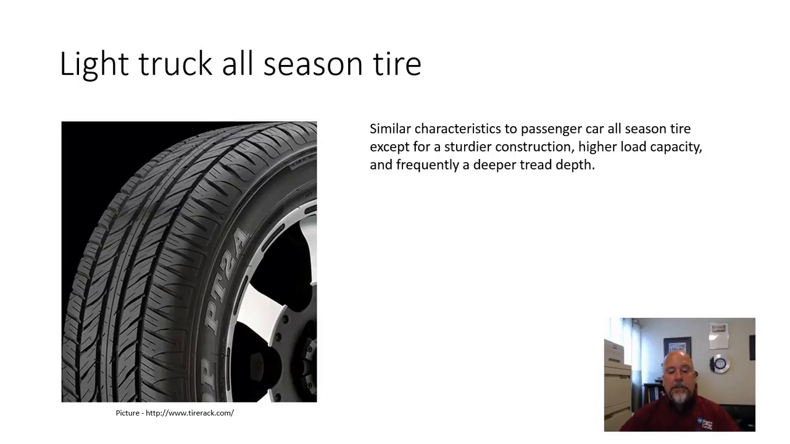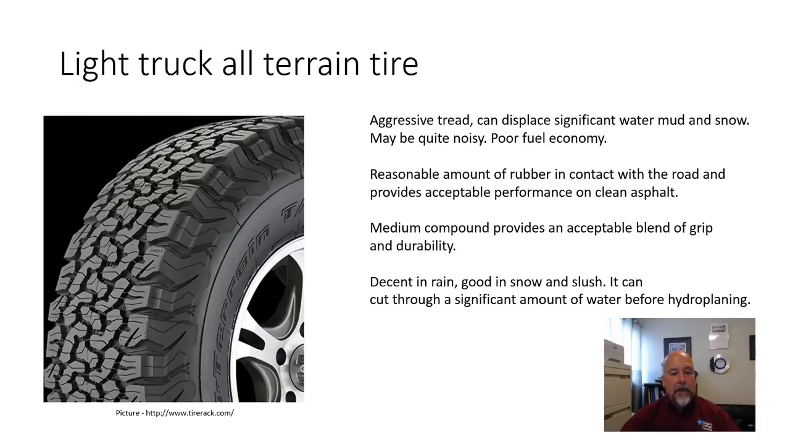Okay, light truck all-season tire. All the same characteristics you'd see in the previous passenger car all-season tire. But the sidewalls and things like that are more sturdily constructed so they can carry a heavier load. Right? All-terrain tires. Now we're getting into something that might be used on, say, a four-wheel drive pickup or something like that.